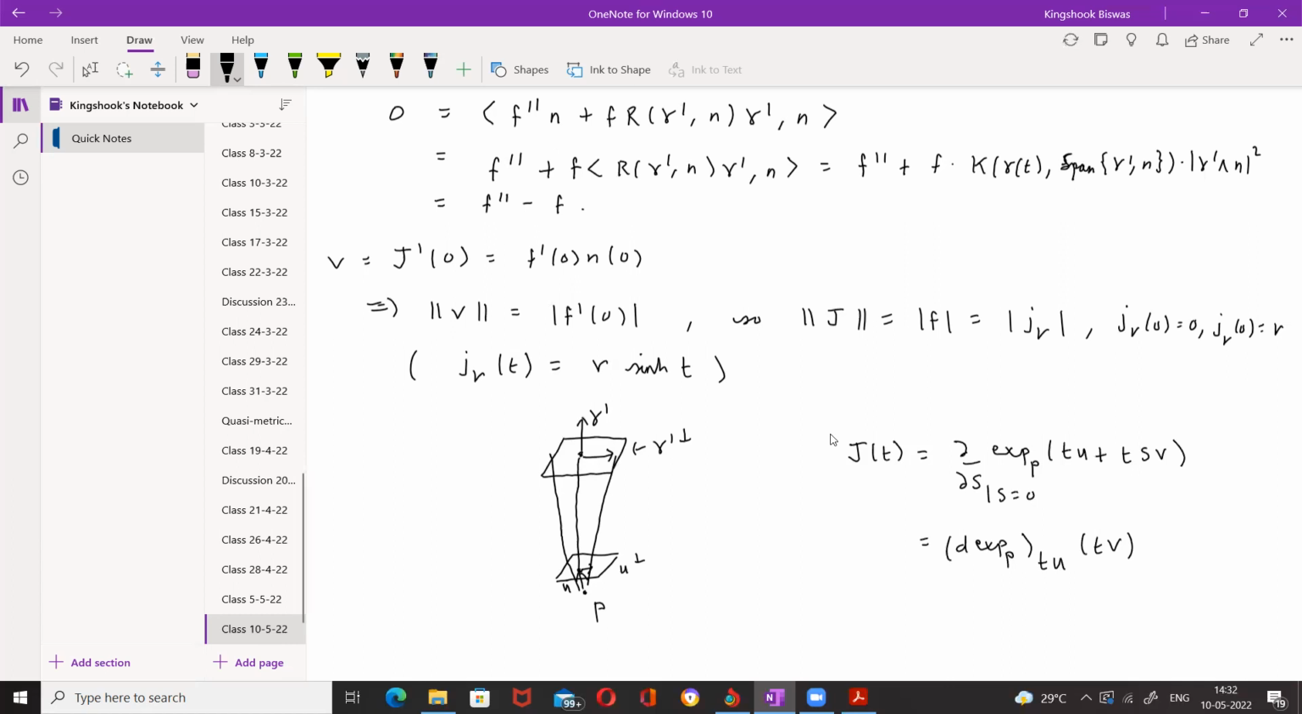So what does this tell you? This tells you that the norm of this is independent of V. It only depends on the norm of V. So if I take a unit sphere in this U perp, that goes to a sphere in gamma prime perp, right? If I take t equal to 1... one second.